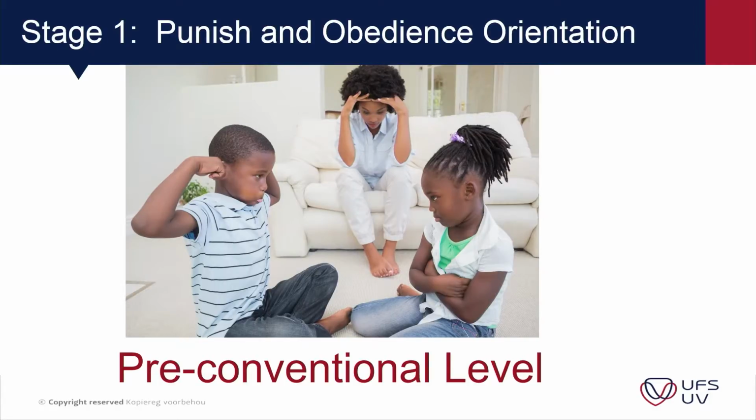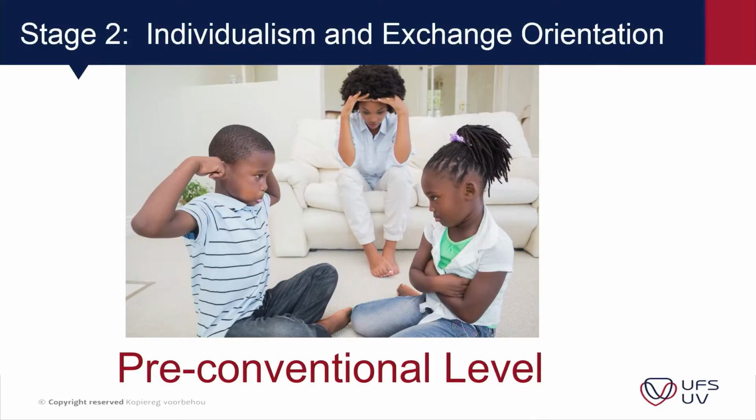This means that doing the right thing is about obeying authority and avoiding punishment. Therefore, in the dilemma mentioned earlier, the child would say the husband was wrong to steal because it is against the law, or it is bad to steal, and would say stealing is bad because of the punishment you might get.